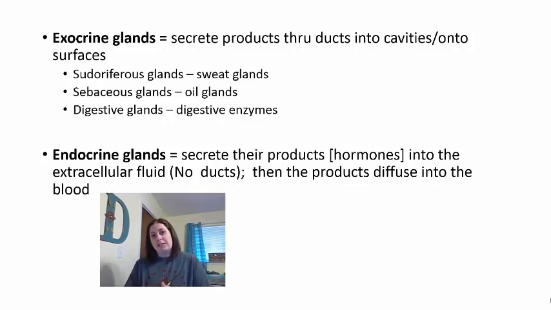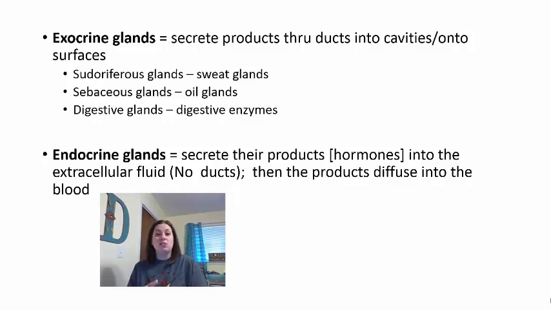Now we're going to focus in this particular lecture on the endocrine glands. These are the ones that secrete their products, which we call hormones, into the extracellular fluid. So they're not using ducts. They're going to just send it into the extracellular fluid, the fluid that surrounds the cell that released the hormone. These products then can diffuse over a short distance to a cell nearby, or they can travel in the blood where they can hit a target tissue somewhere further away from the cell that released it.